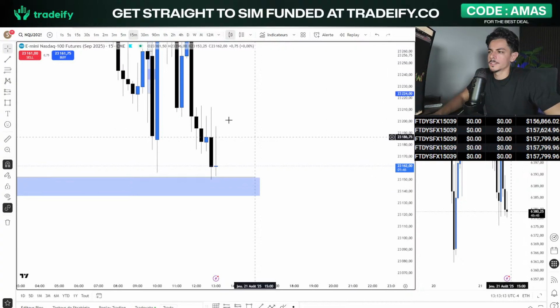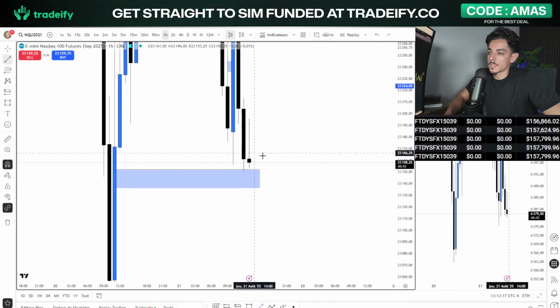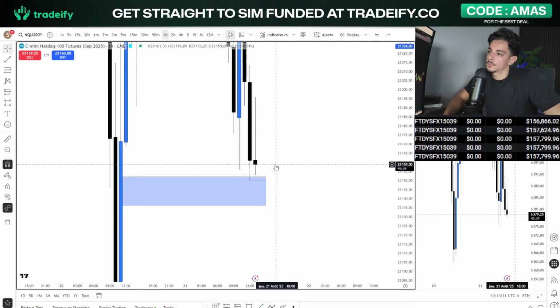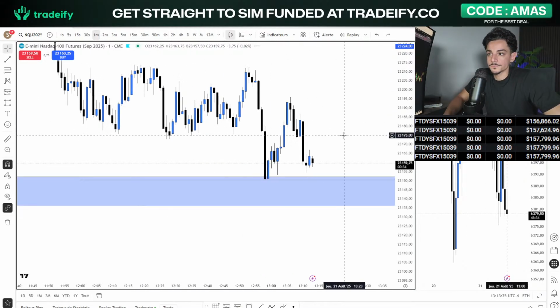So here, pretty big accumulation. I would like to see this hourly low get swept before looking at any longs. There's a lot of sellers inside this hourly candle.